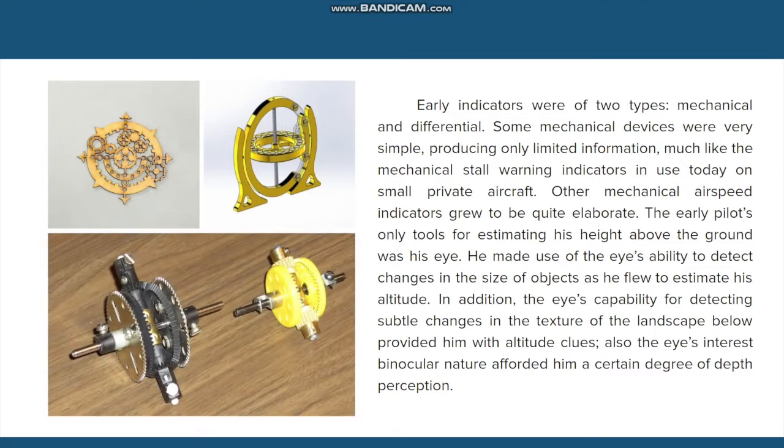The early pilot's only tool for estimating his height above the ground was his eye. He made use of the eye's ability to detect changes in the size of objects as he flew to estimate his altitude. In addition, the eye's capability for detecting subtle changes in the texture of the landscape below provided him with altitude clues. Also, the eye's binocular nature afforded him a certain degree of depth perception.